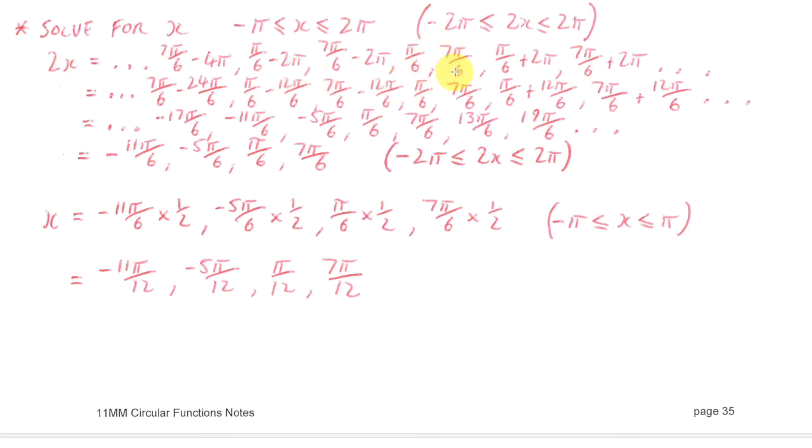Here are the solutions, our first two given. And then what I need to do is add multiples of 2 pi to it, so that I feel confident that we have enough solutions to take care of the fact that the solutions overall need to be between negative 2 pi and 2 pi. And the same idea here, we go backwards and subtract multiples of 2 pi.